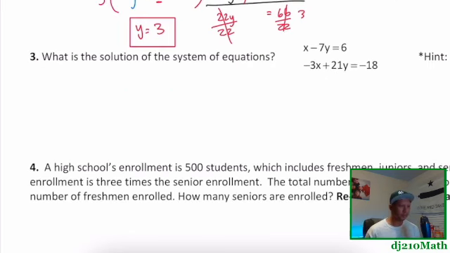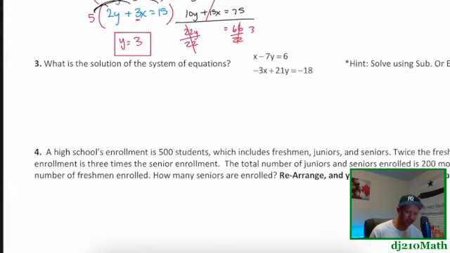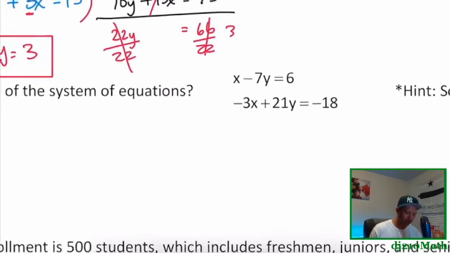All right, number 3. What is the solution of the system of equations? X minus 7y equals 6. Negative 3x plus 21y equals negative 18. Hint: solve using substitution or elimination. I'm going to go with elimination. That's just the one that I like. Okay.